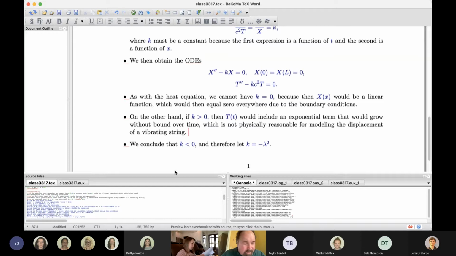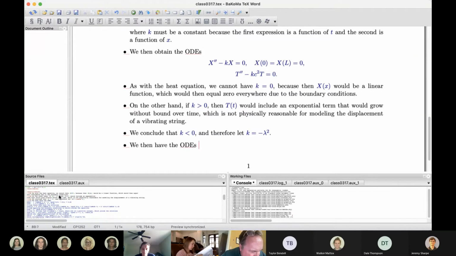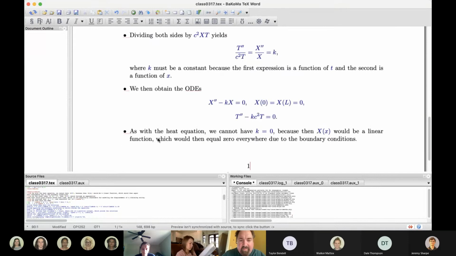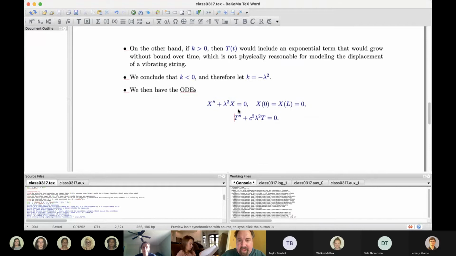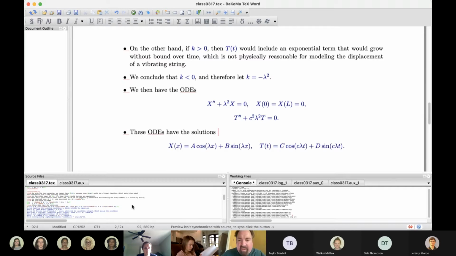So we write k equal to minus lambda squared, because that will definitely be negative. So now these are the ODEs with this filled in for k. Now this is the same kind of ODE we dealt with in X for the heat equation. But notice, because the ODEs have pretty much the same form, the only difference is we have a c squared in the one for t. So the general solutions are almost exactly the same. It's just that here you have cosine of lambda x, here we have cosine of c lambda t and sine of c lambda t.